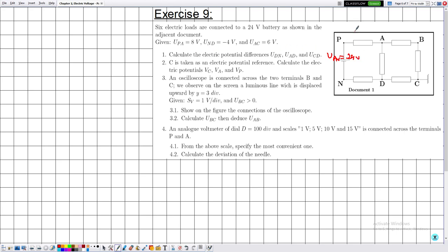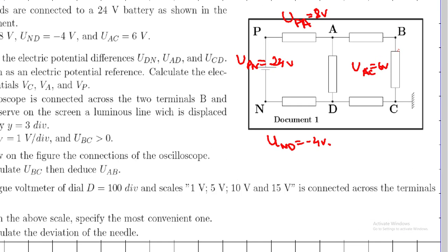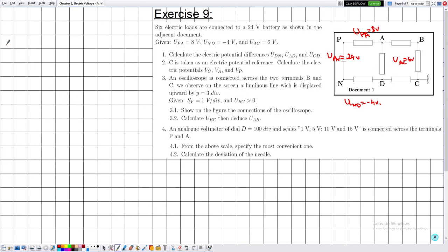They are telling me that UPA is equal to 8 volts. And UND is equal to minus 4 volts. Let me make it clear that this is minus 4. And UAC is equal to 6 volts. So let me write here that UAC is equal to 6 volts. So UAC represents the voltage between the points A and C. Although we don't have any electric components between A and C, this doesn't mean that we cannot measure a voltage. Now in number 1, they are telling me to calculate the electric potential difference UDN.